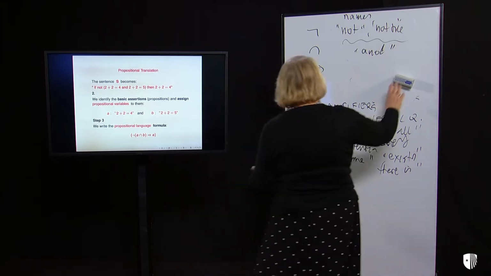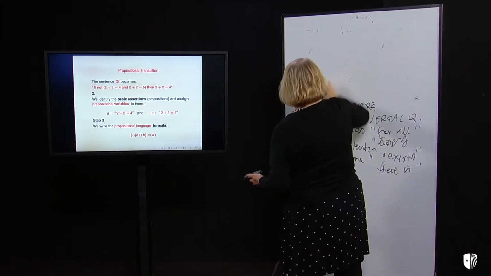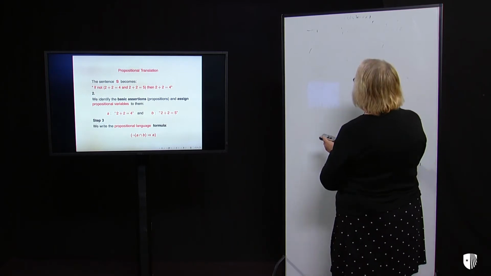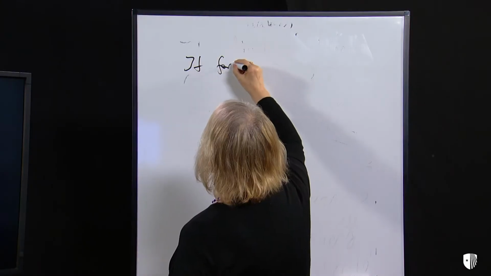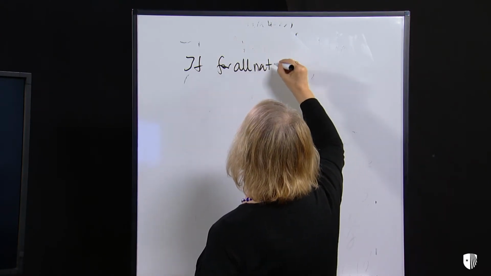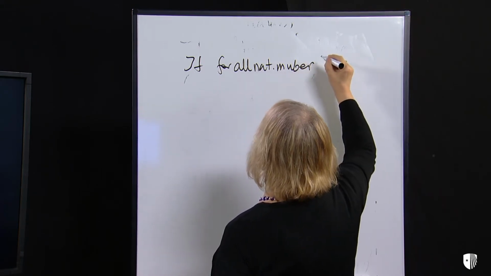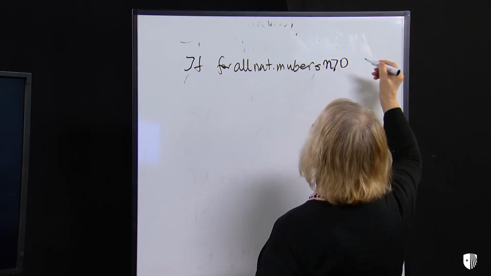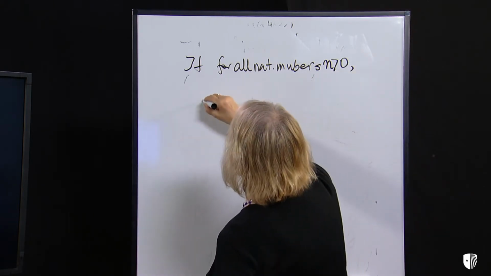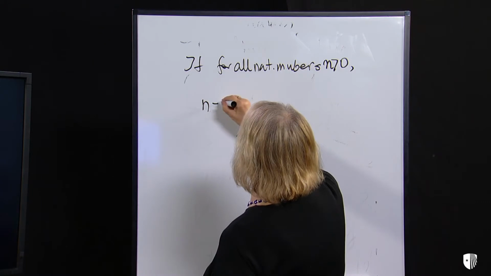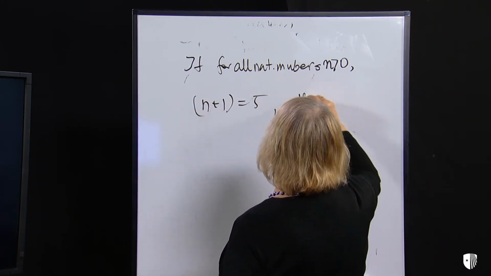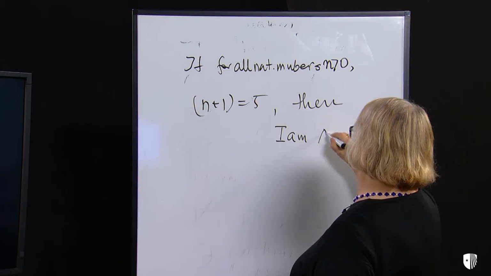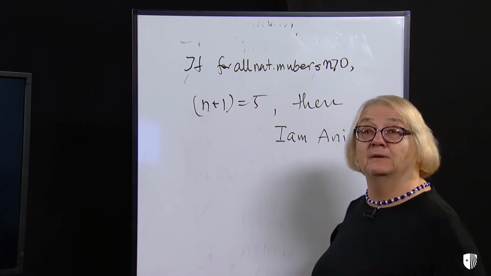For example, I can give you such a statement: if for all natural numbers n greater than 0, n plus 1 equals 5, then I am Anita. It's a statement, a nice sentence.